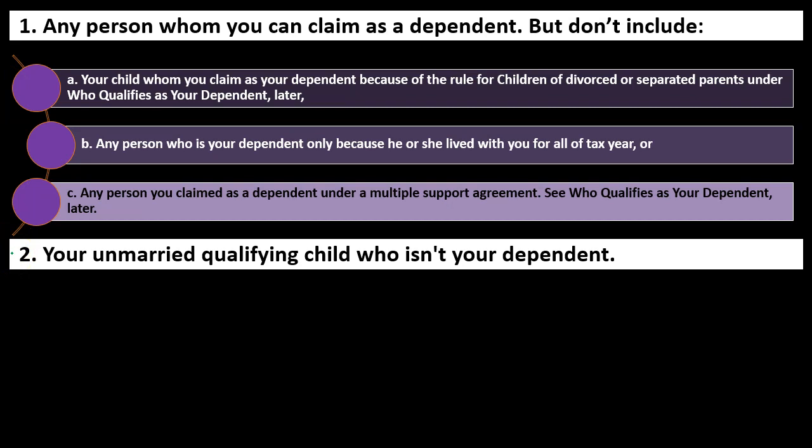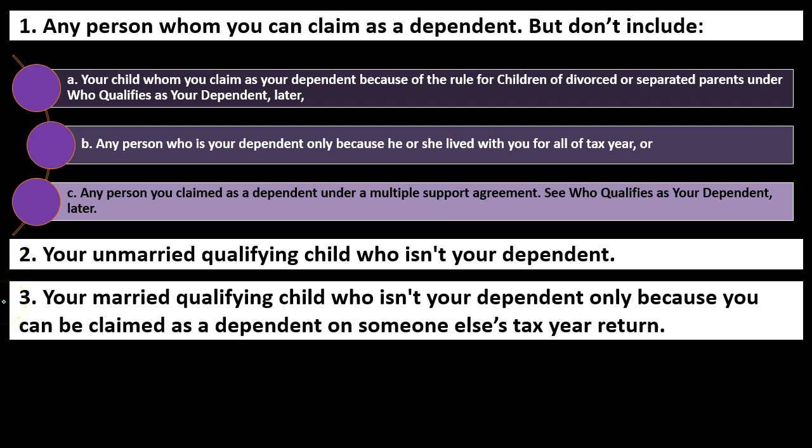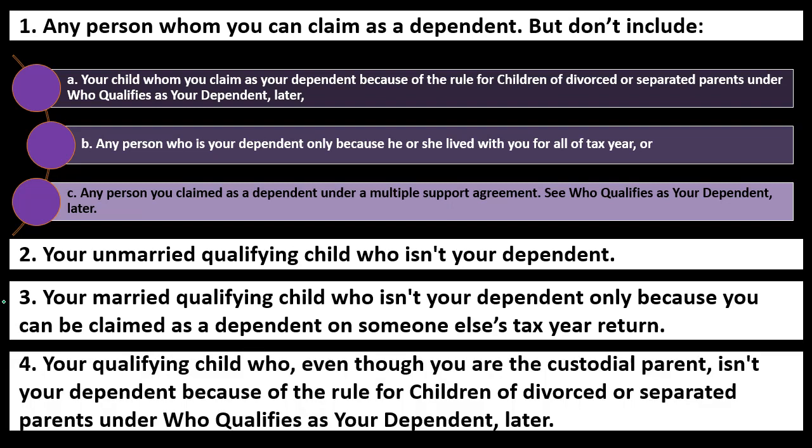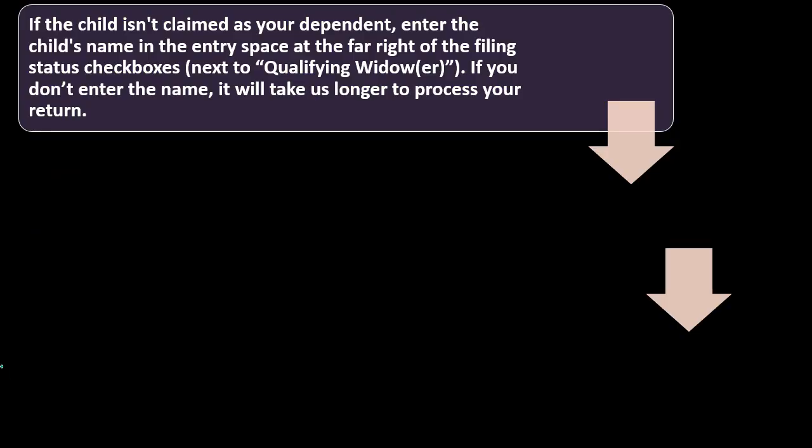So your unmarried qualifying child who isn't your dependent. Your married qualifying child who isn't your dependent only because you can be claimed as a dependent on someone else's tax return. So they would be your dependent, except you can be claimed as a dependent somewhere else, therefore they're not. Or your qualifying child who, even though you are the custodial parent, isn't your dependent because of the rule for children of divorced or separated parents under who qualifies as your dependent later.